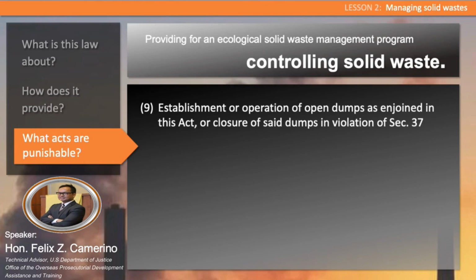So let's go back to the first one. It says establishment or operation. Those are the particular acts: the act of setting something up, establishing, and the act of operating something. And the something you would be establishing or operating would be open dumps. So that in itself already tells us it's pretty conclusive. Establishment or operation of open dumps is easily understood, right?